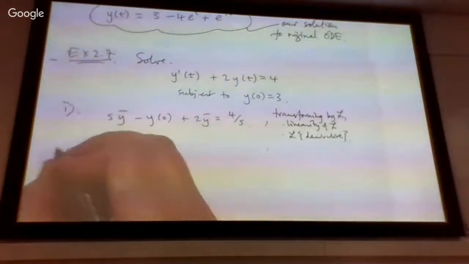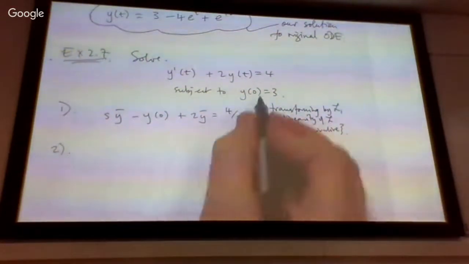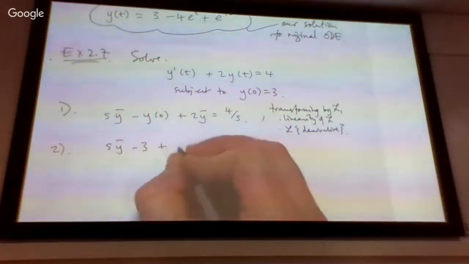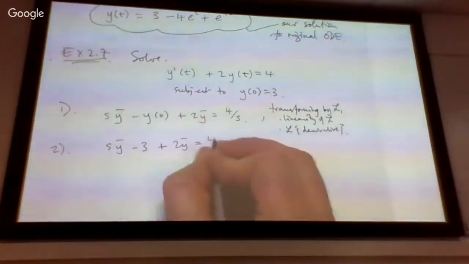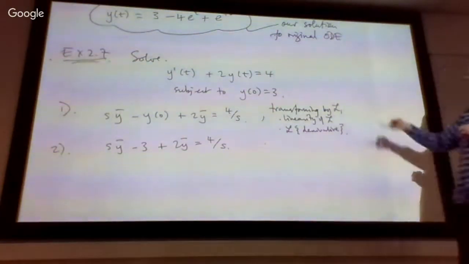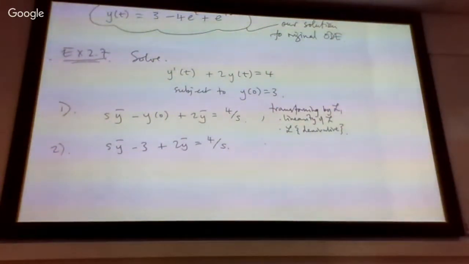We then put in the initial conditions. So we have s y bar minus 3. There's only one initial condition there, plus 2y bar, and that's still equal to 4 over s. Now step 2. Is it linearity of L? Linearity of L, the transform. Okay. The transform process, yeah.